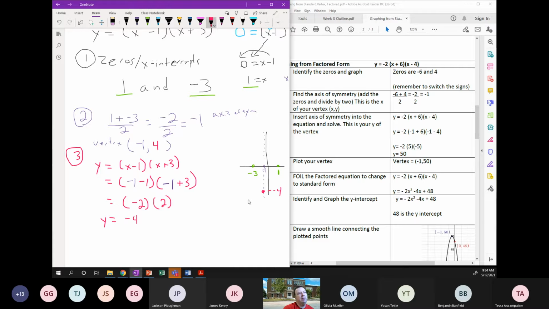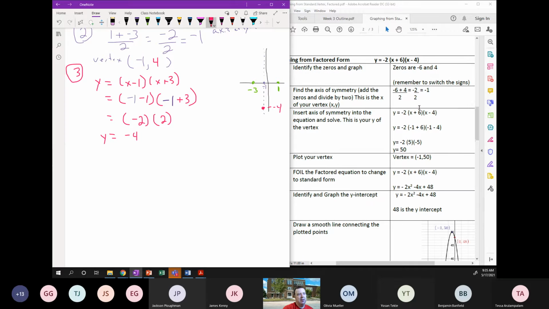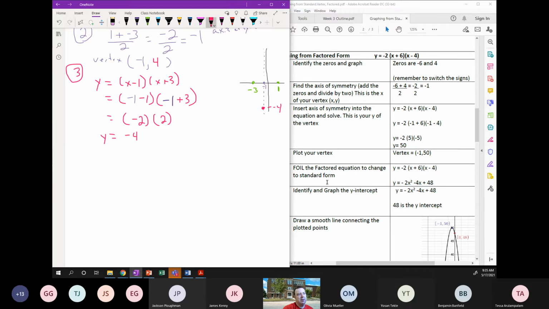Okay. I've written out the steps here for you to follow. It's like a little formula, right? Now, it says plot the vertex, good. I forgot to put here plot your zeros, but now it says FOIL the factored equation and change it to standard form. Okay, so we have to go back here. What color is next? Red. Oh, we'll go purplish here. Okay, well, I guess this is step 5. I don't want to get mixed up here.